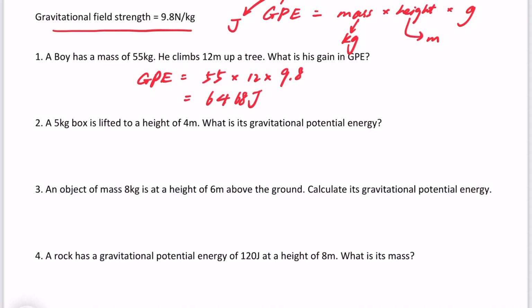It says a 5 kilogram box is lifted to a height of 4 meters. We know the mass, we know the height. What is the gravitational potential energy? Same thing as before. Gravitational potential energy equals the mass times the height times the gravitational field strength, which would equal 196 joules. And then let's move on to question 3.